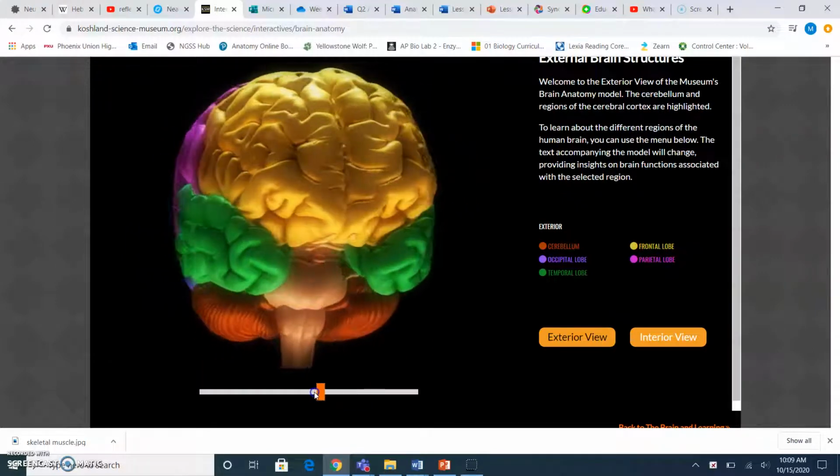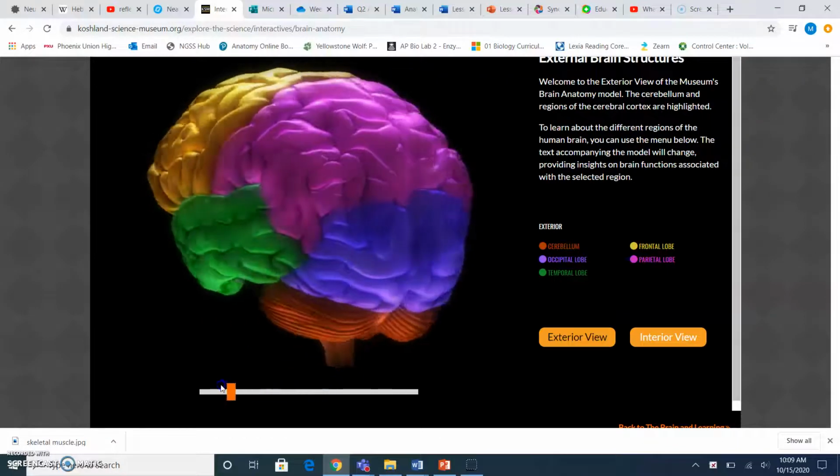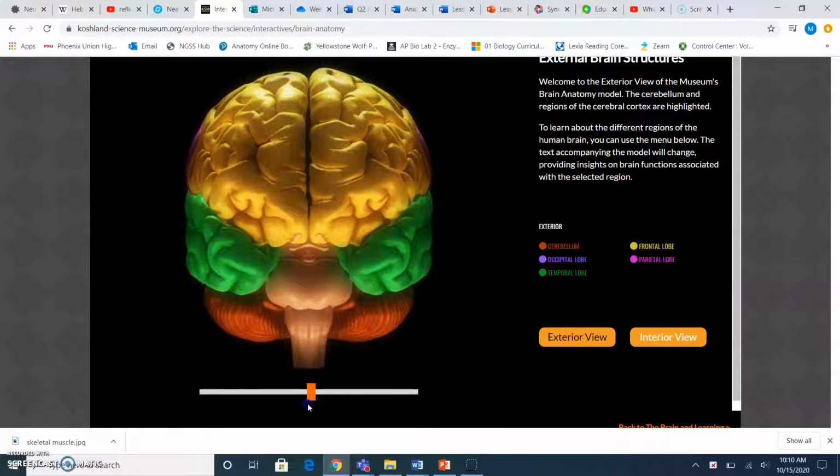The cerebrum is divided into a left and a right side. We can see this long line separating the right side from the left side. We're looking at the brain from the front right now, the anterior view. This is the posterior view. So we can see that long slit kind of separating the brain into a left and a right side.